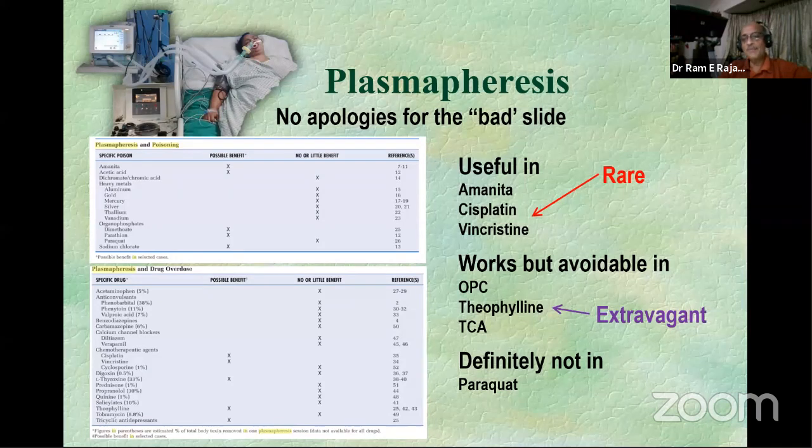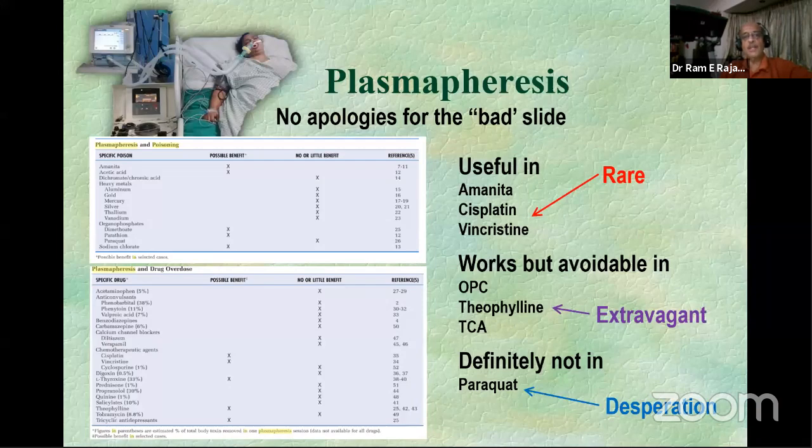For theophylline, you can probably get away with multi-dose charcoal, because gastric removal can be very effective. Or if you want to use charcoal hemoperfusion, it is very acceptable. You don't want to go on to pheresis. And you'd be foolish to use it in organophosphate poisoning. For tricyclics, you can minimize the toxicity with the administration of a high concentration of sodium, either in the form of bicarb or 3% saline. And it is definitely not indicated in paraquat. Very commonly, people would use it out of sheer desperation, and there is really no value.